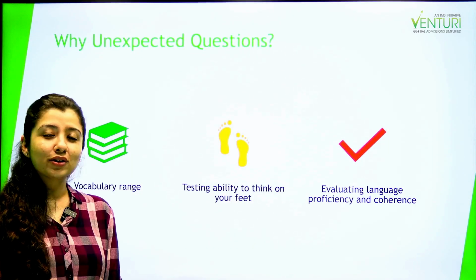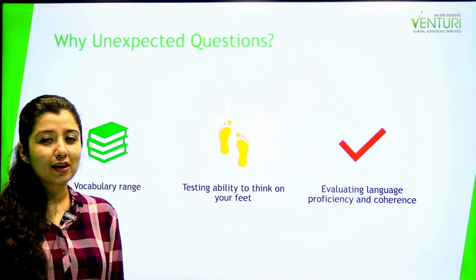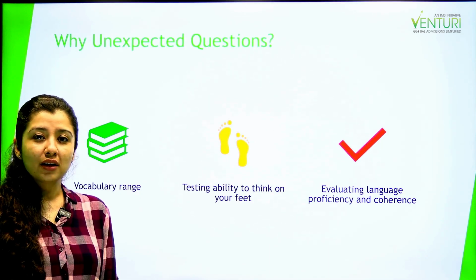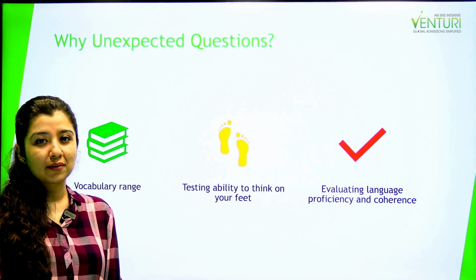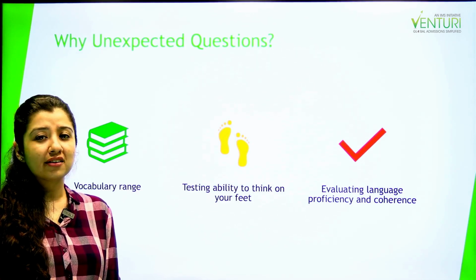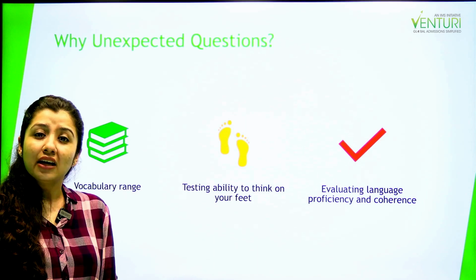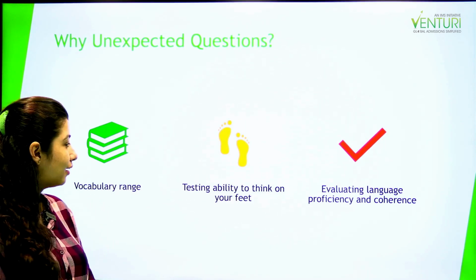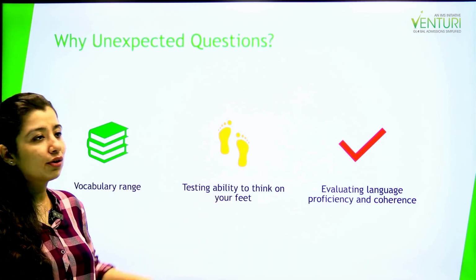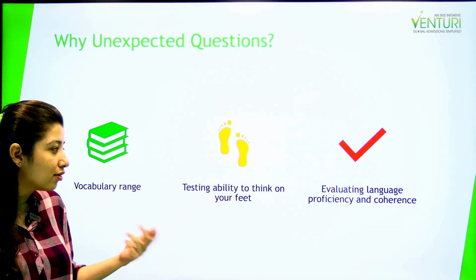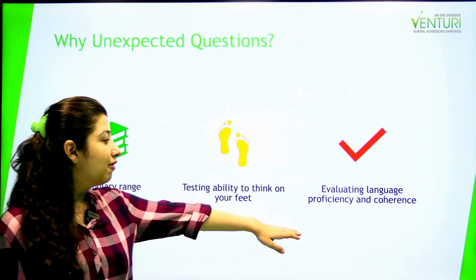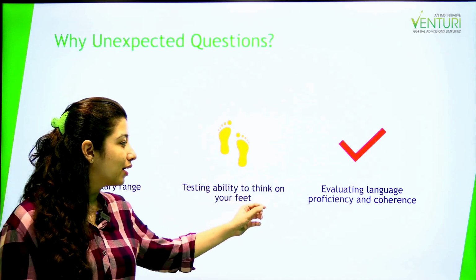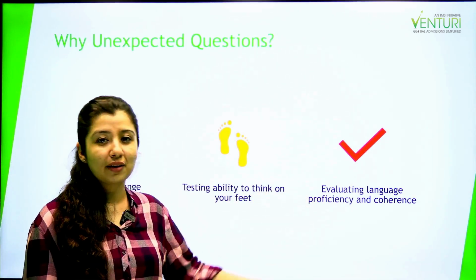Now, it is very important for us to understand why these unexpected questions often pop up in our exam. There are three main reasons. The first one is to understand your range of vocabulary. How good you are with paraphrasing and less common topic related words, even when the topics are really unfamiliar and unusual. Apart from that, they test your ability to think on your feet. How quick can you be while responding? Lastly, evaluating language proficiency and coherence is also important. How well you can reason and justify your answer is very important.